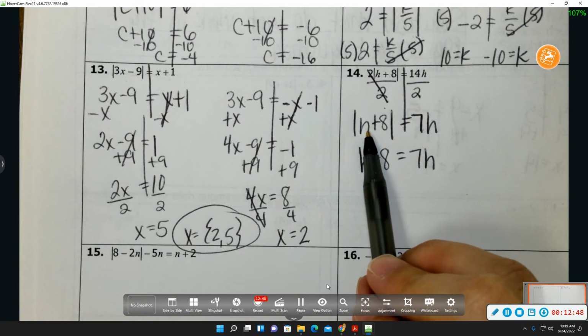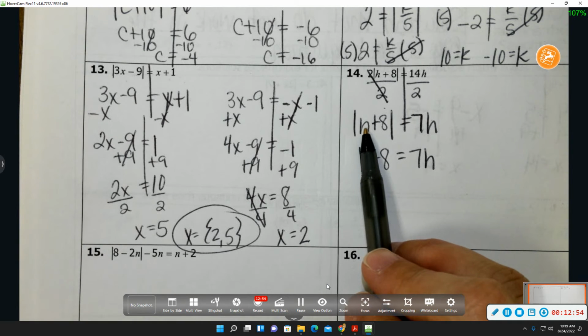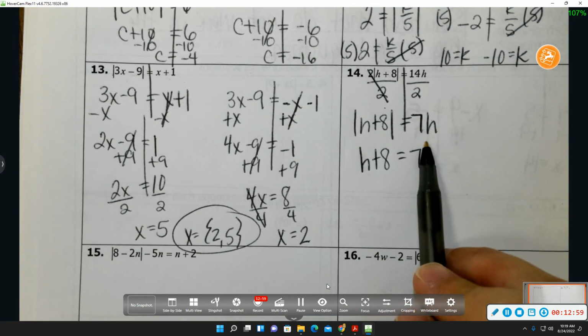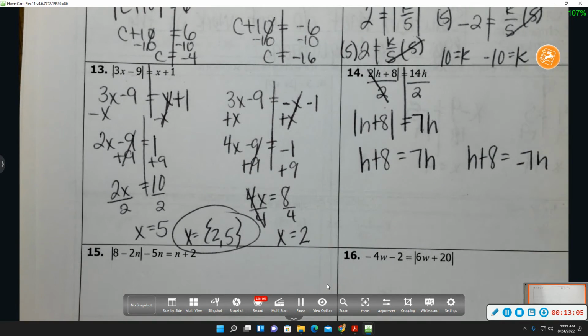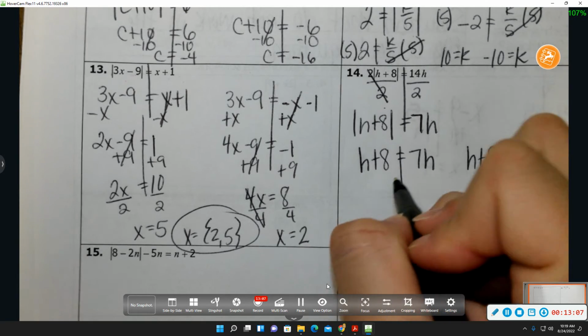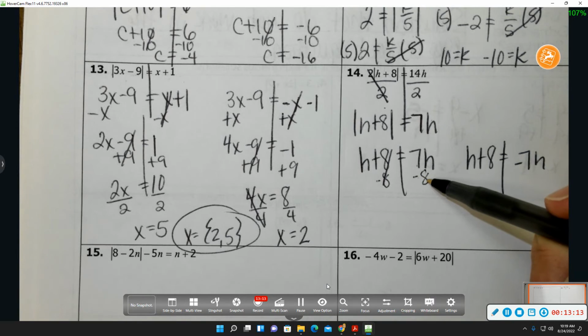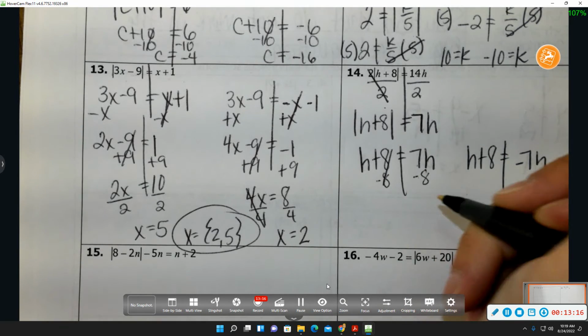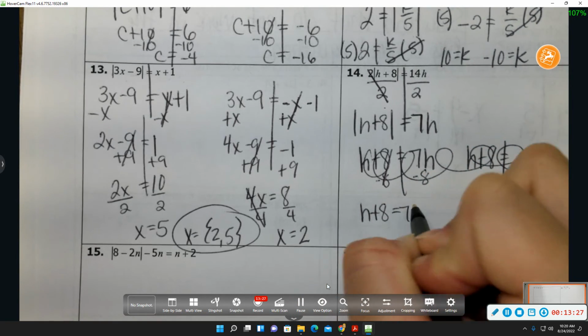You only change the sign of the side that's opposite of the absolute value. So this was opposite of the absolute value, so I would say h plus 8 equals negative 7h. Now it's just equation solving. So subtract 8. Now I cannot say 7h minus 8. I can't actually subtract the 2 because, ooh, I messed up. Sorry, you guys. No, don't do that part. Here, let me rewrite it.